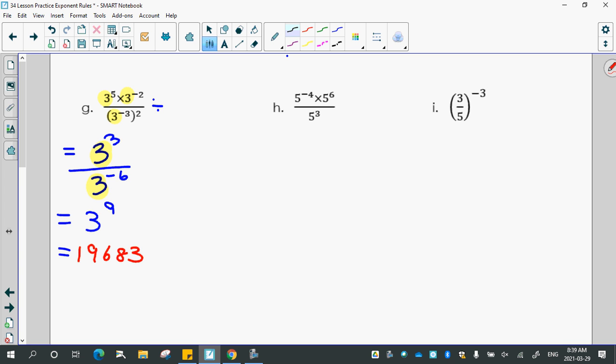Okay, so the way I've got it, if you're looking at it, all the steps in blue are using a rule, the simplifying steps, and then the final answer is just where I evaluate. All right, try the next one on your own.